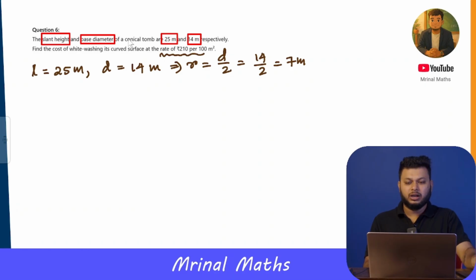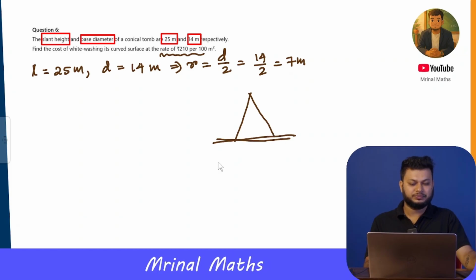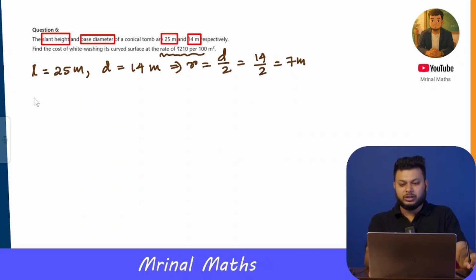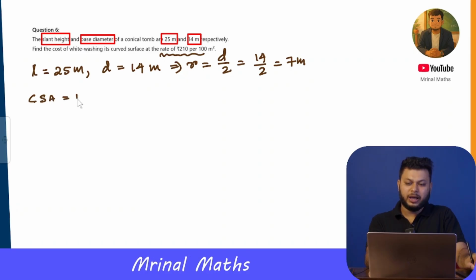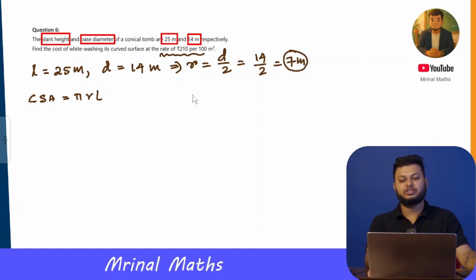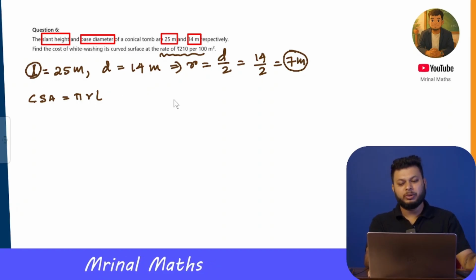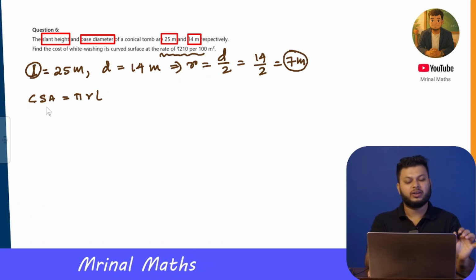So for finding the area of the conical tomb, the tomb seems to be like this. We need not paint the bottom part, because it will be somewhat like this. Okay. So the curved surface area is pi RL. Pi value is not given, so we can assume it to be 22 by 7. The radius will be 7 meter and the slant height is 25 meter. So you see, all these values we already know. By putting these values over here, we can easily find the curved surface area.